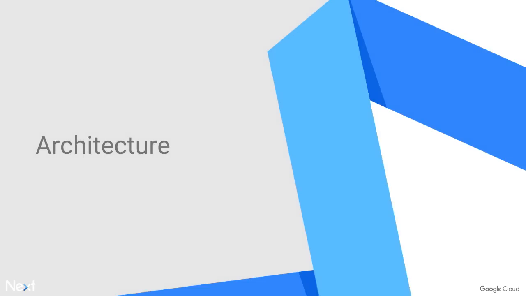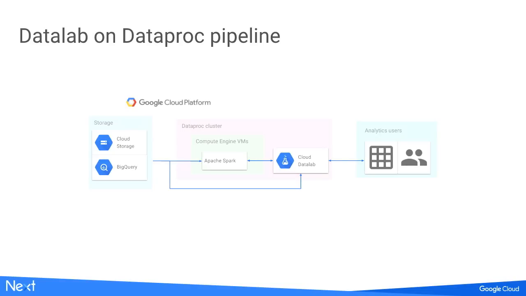So how does this all fit together? Datalab runs inside of a Docker container on a Compute Engine VM inside of the Dataproc cluster. Datalab uses Spark's Python, PySpark APIs to access Spark across all of the nodes of the cluster. And both Spark and Datalab access Google Cloud services, such as Cloud Storage and BigQuery. The user accesses Datalab just as they normally would when running on GCE.